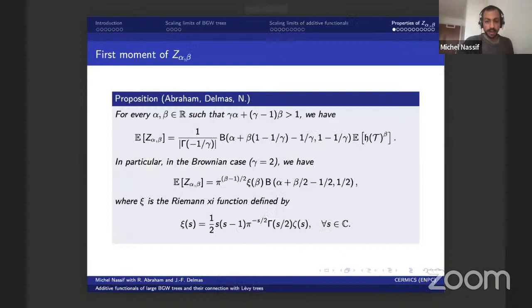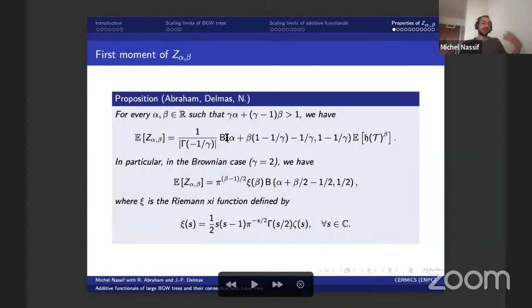So we also looked at the limiting random variable, and we wanted to see what we can say about it. So we can compute its first moment. It's given in terms of the moments of the height of the stable tree, which are only explicit in some very specific cases.